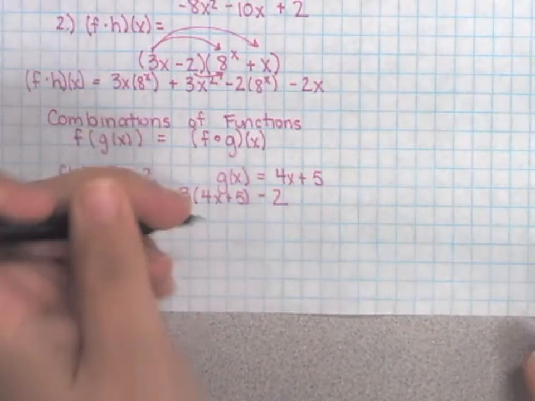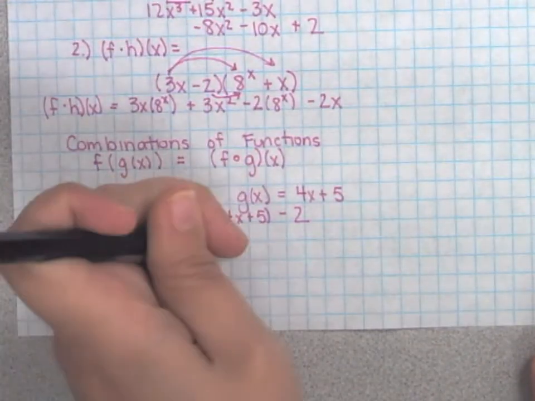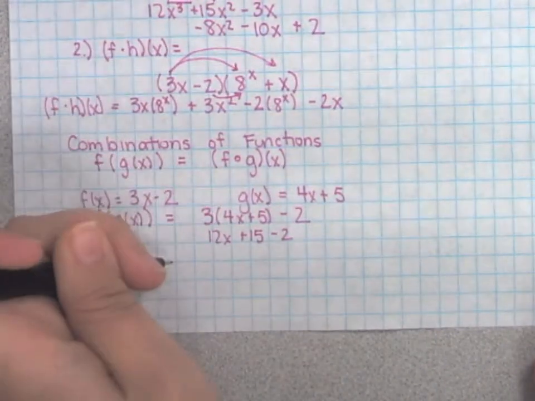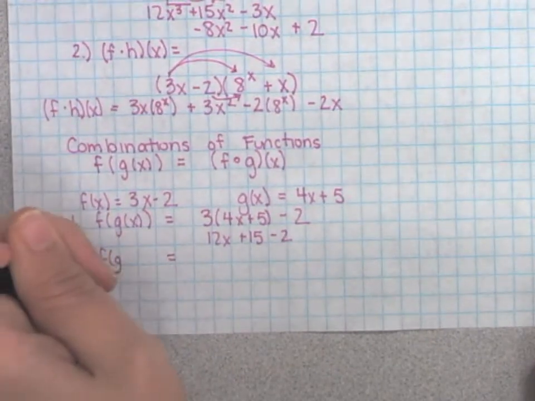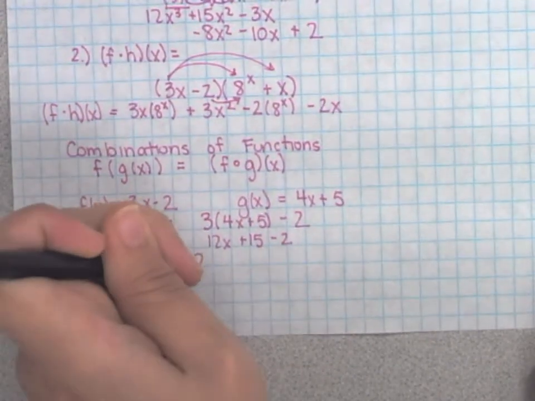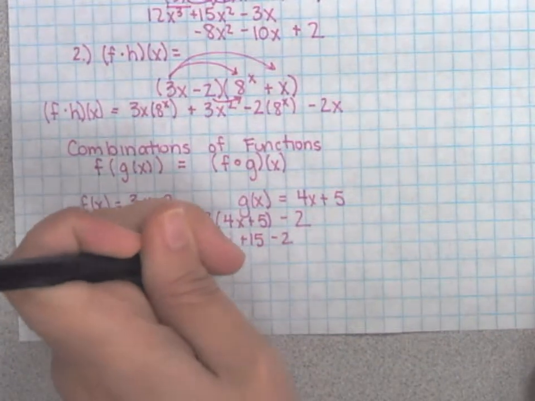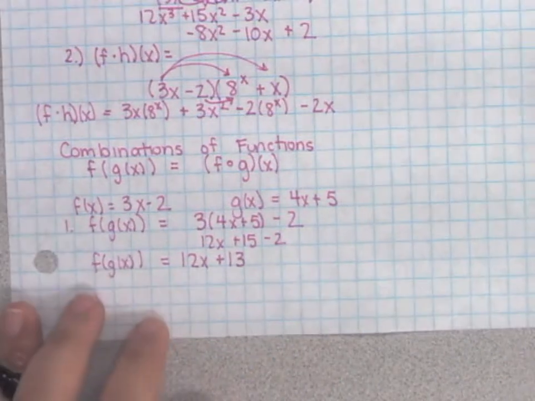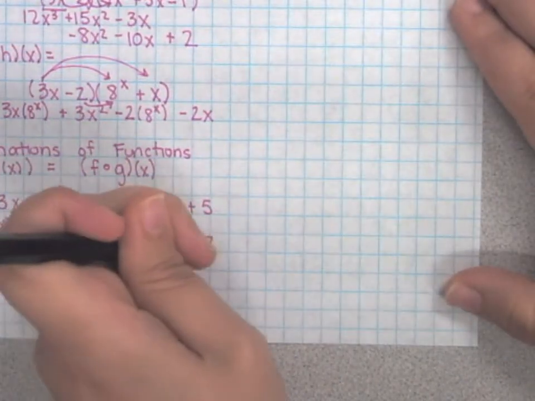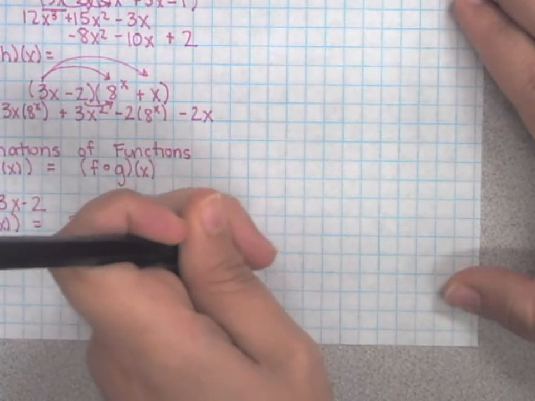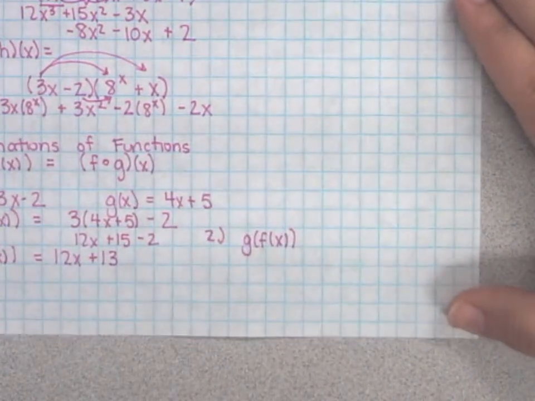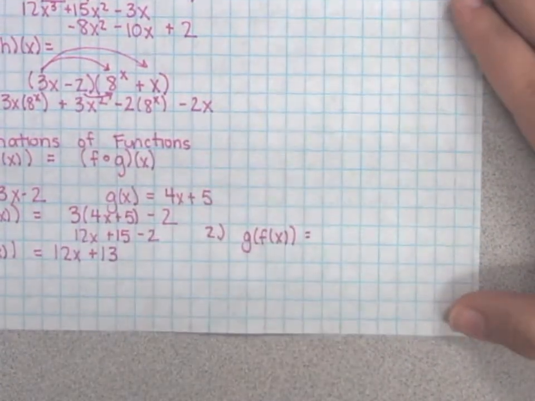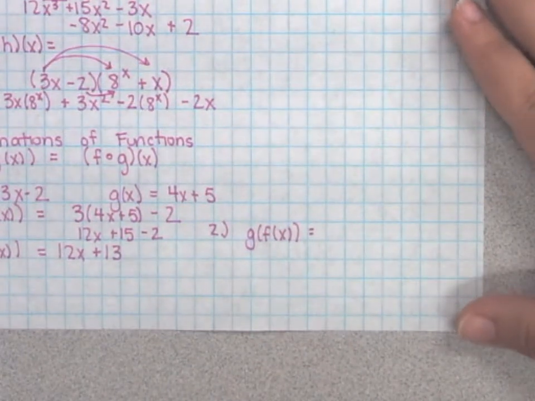You distribute first, yep. So then you get 12x plus 15, and then we have minus 2 at the end. And we can simplify it, I hope. And we get 12x plus what? 13. That easy. Now, if I switch it and ask you to do g of f of x, sometimes they will ask you for both because they will get you different answers.